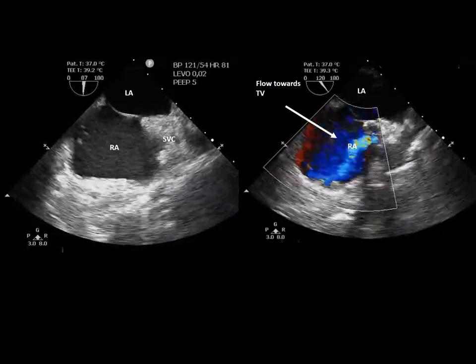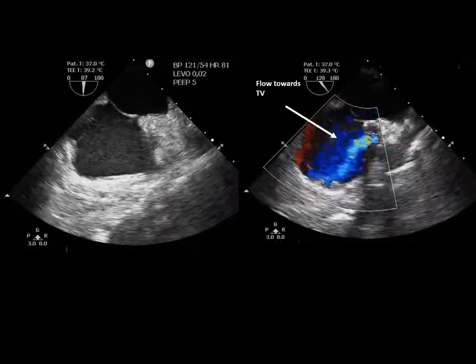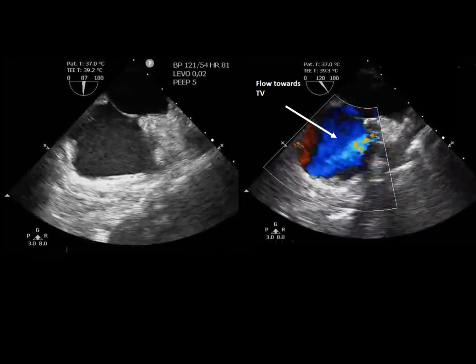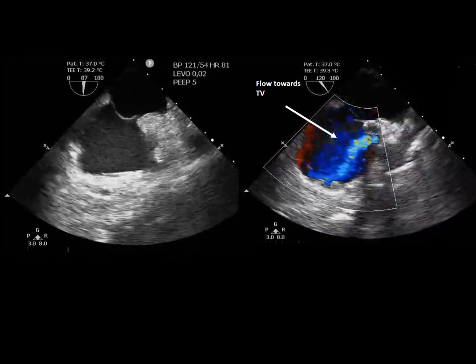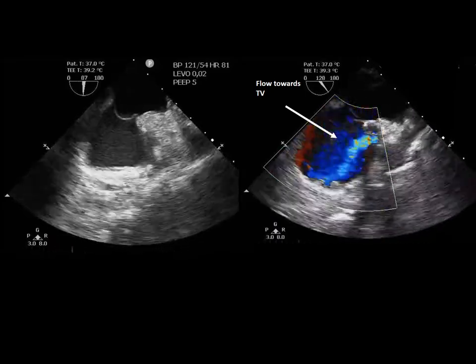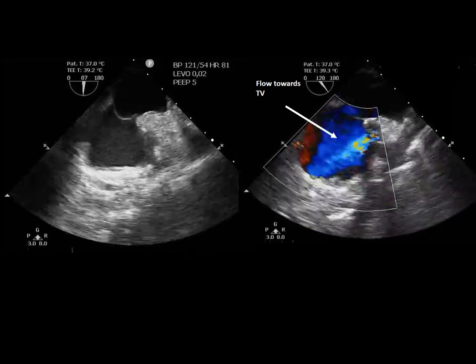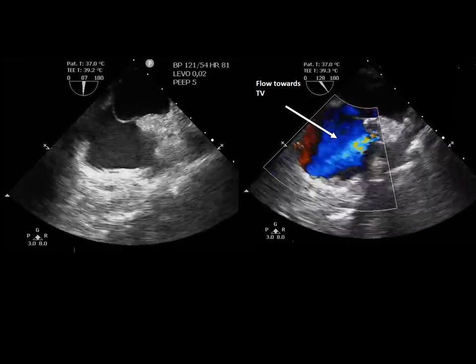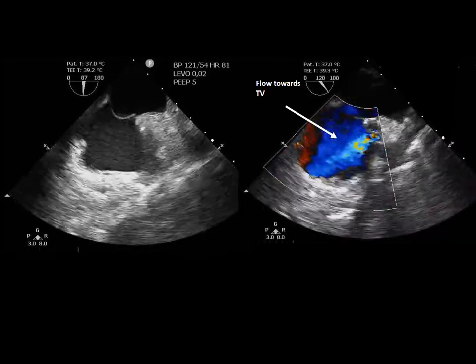This was an example of a patient who had COVID ARDS and who had a dual lumen cannula that was placed under echo guidance. And initially you could see that the direction of the flow was directed towards the tricuspid valve, and the patient's oxygenation improved as soon as we placed her on ECMO.